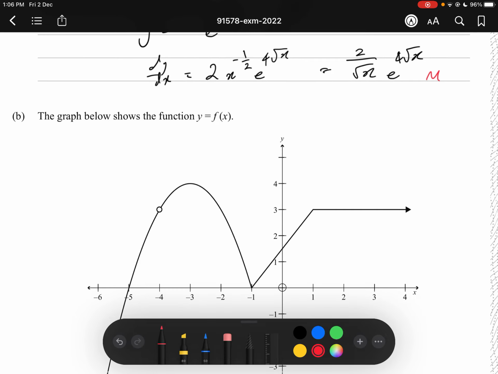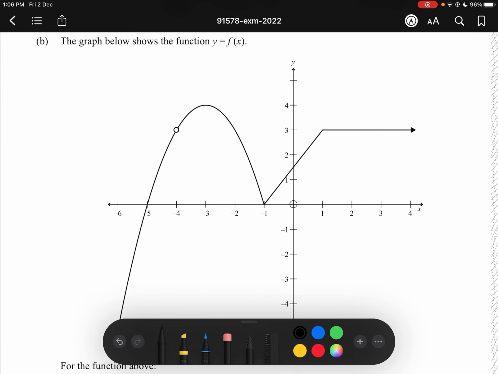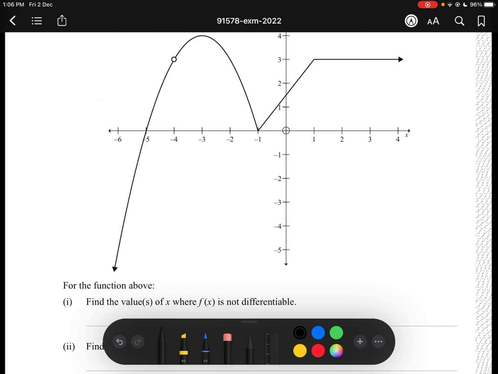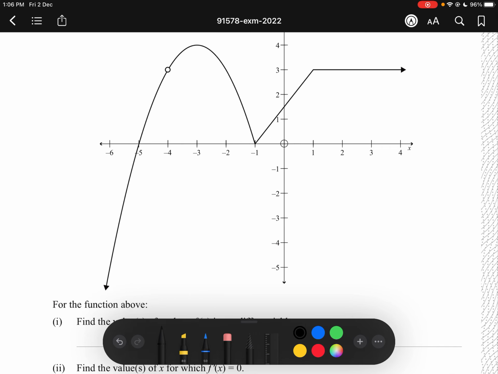Question B, the graph below shows the function y equals f of x. So for the function above, find the values of x where it is not differentiable. So for not differentiable, we're going to be looking at sharp points and values where the function is not defined. Also points where the function is not continuous, that's also where the function will not be differentiable.